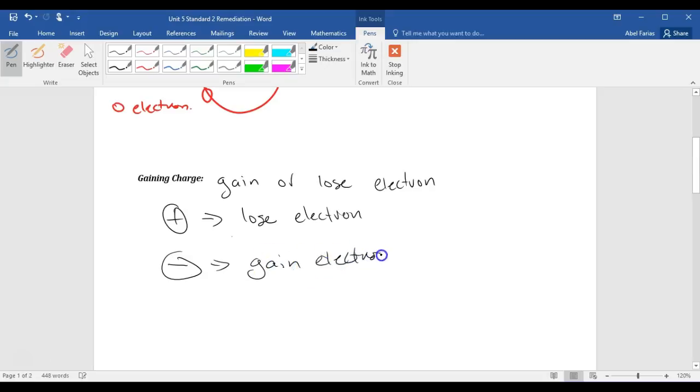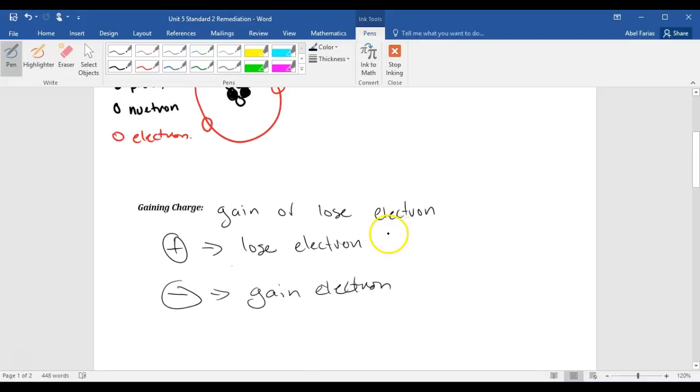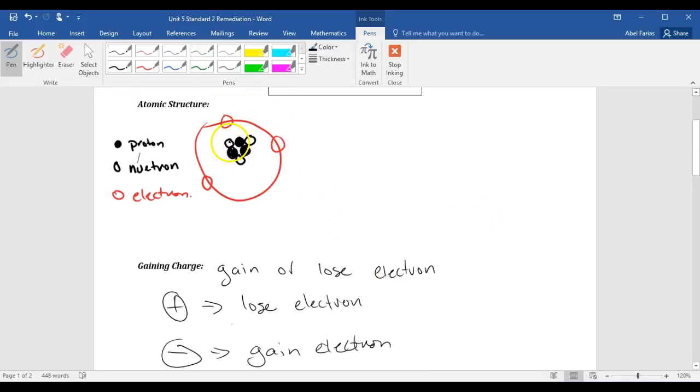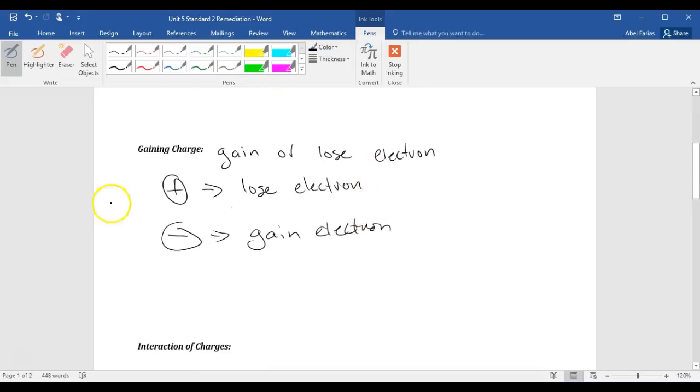Now, why can we not gain protons? Well, if we gain protons, we destabilize this atom. So this loses its stability, and we create another atom, and that's not what we want to do. It's a lot easier to get these little red particles here, these electrons. It's easier to get these than to actually move the protons in the center. So that's how you gain a charge. You gain a positive charge by losing electrons. You gain a negative charge by gaining electrons.